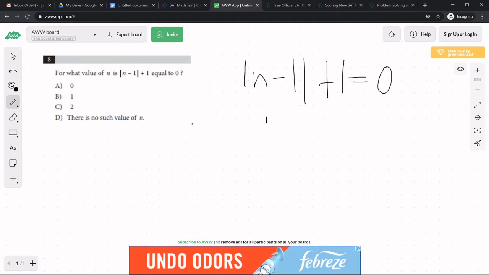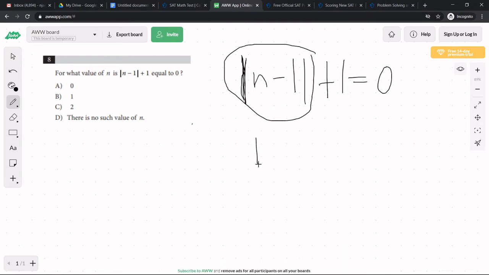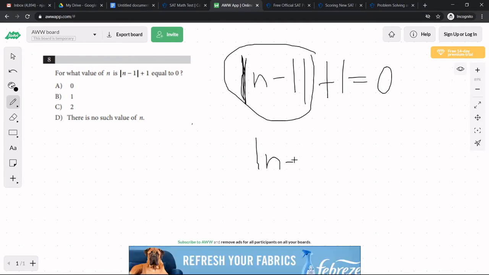Alright, now we're going to subtract 1 from both sides, because whenever we have an absolute value sign, we want to isolate this entire absolute value so that we can get rid of it. So we subtract 1 from both sides. We get n minus 1 equals negative 1.